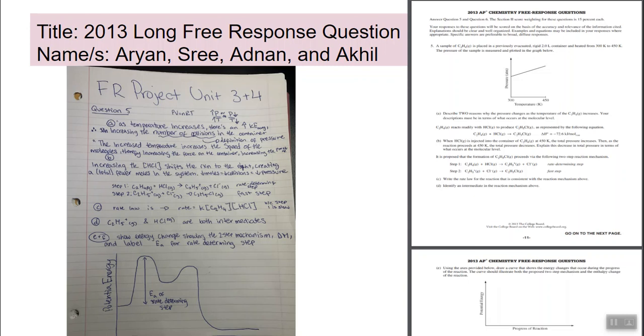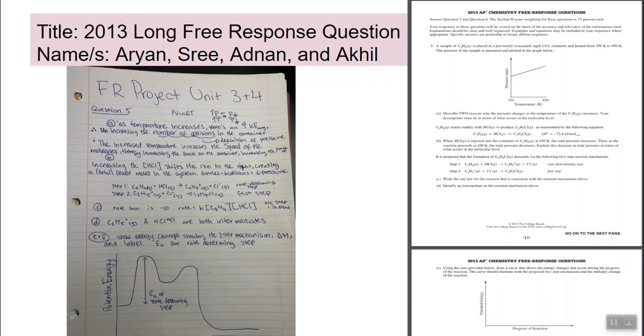The next part has two steps of a mechanism, and part C asks, write a rate law for the reaction that is consistent with the reaction mechanism above. So in order to find the rate law, you have to look at the rate determining step, or the step that's slower and takes the most amount of time. So for us, it's just step 1, so our answer would just be rate equals k, which is the rate constant, times C2H4 to the first power, which is first order, and HCl to the first order or first power.